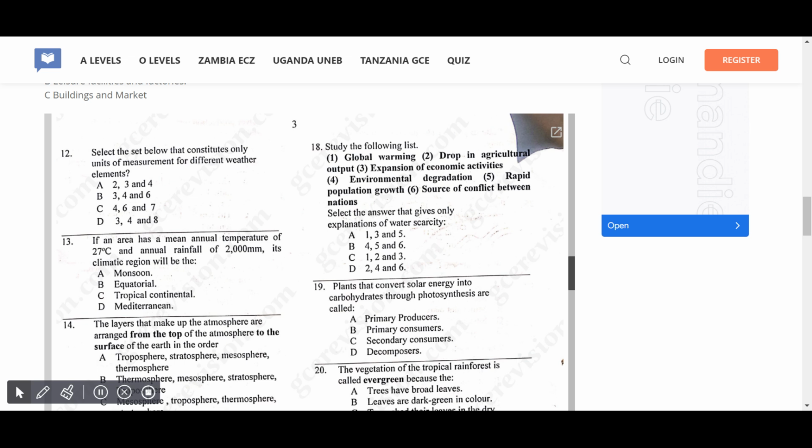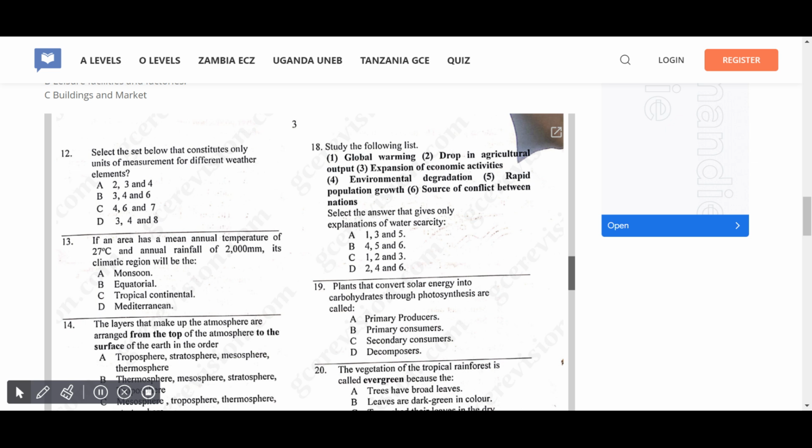Select the set below that constitutes only units of measurement from different weather elements. The answer is D. Question 13.